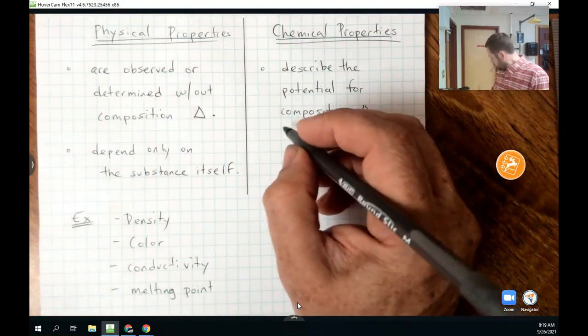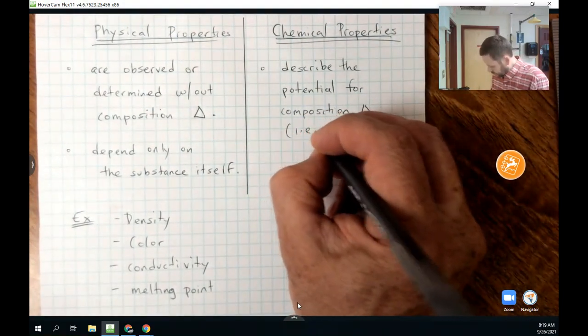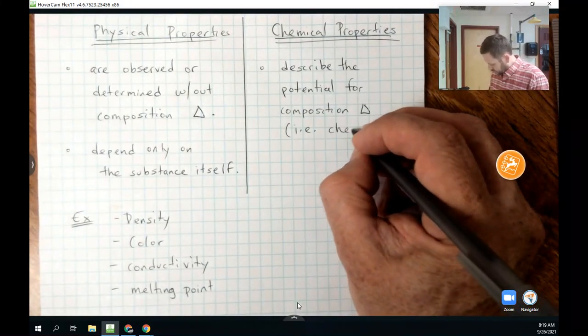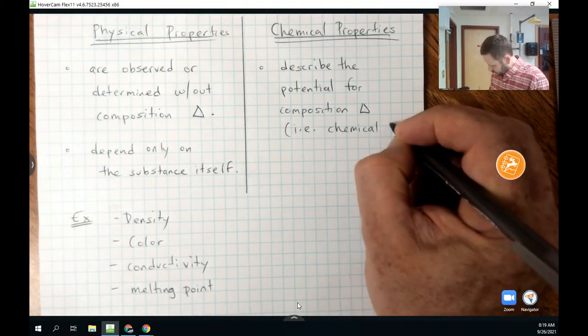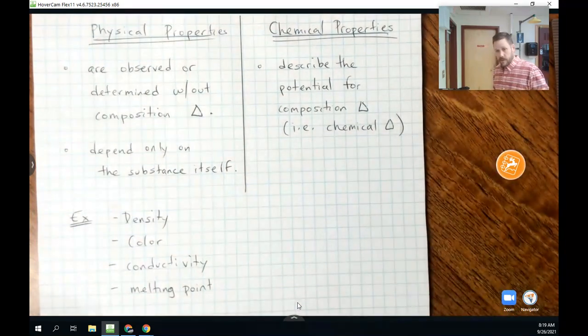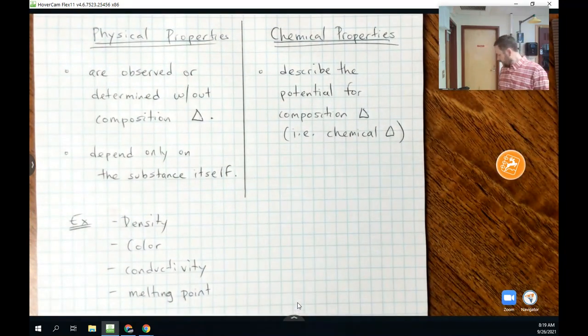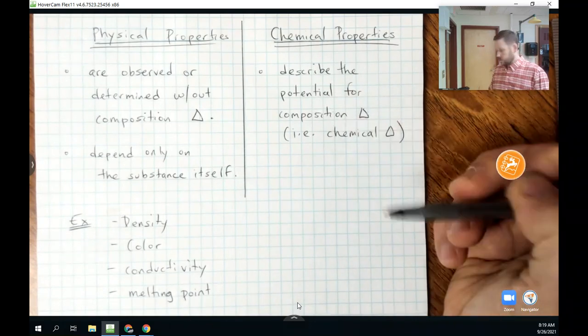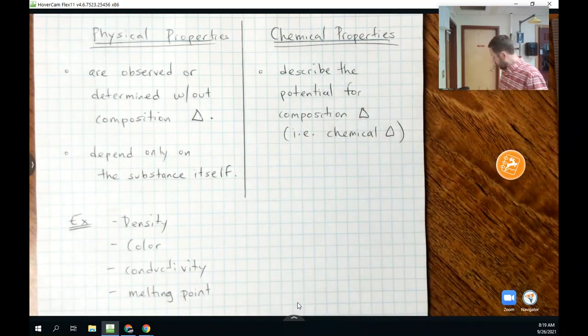And in parentheses, I'm going to write IE. Think of that as, in effect, chemical change. So we're talking about the possibility or the potential for chemical change when we talk about a chemical property. Like flammability is an example of a chemical property because some things are flammable and some things are not. We're talking about the potential for it to change composition in that kind of a reaction.